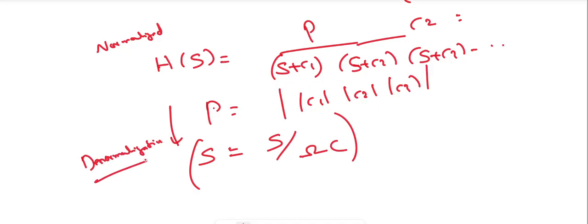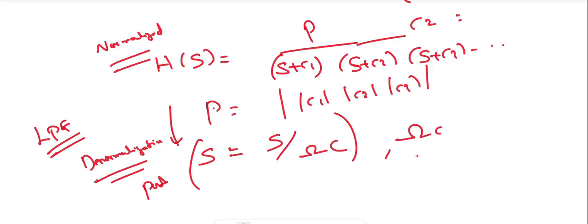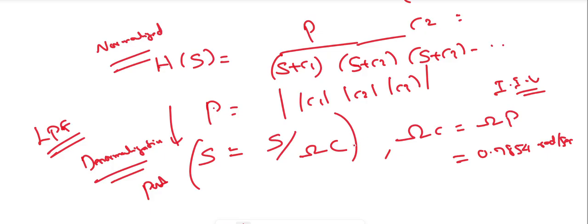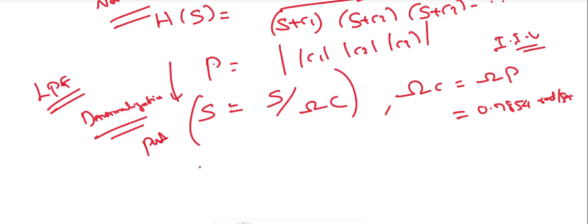The denormalization is nothing but convert this normalized transfer function prototype into the low pass filter. For example, if you want to design the low pass filter, put S is equal to S by omega C and find omega C. So in the impulse invariant method omega C equal to omega P, which is equal to 0.7854 radians per second. So impulse invariant method we are using. Then substitute this. Then you find the transfer function H of S.